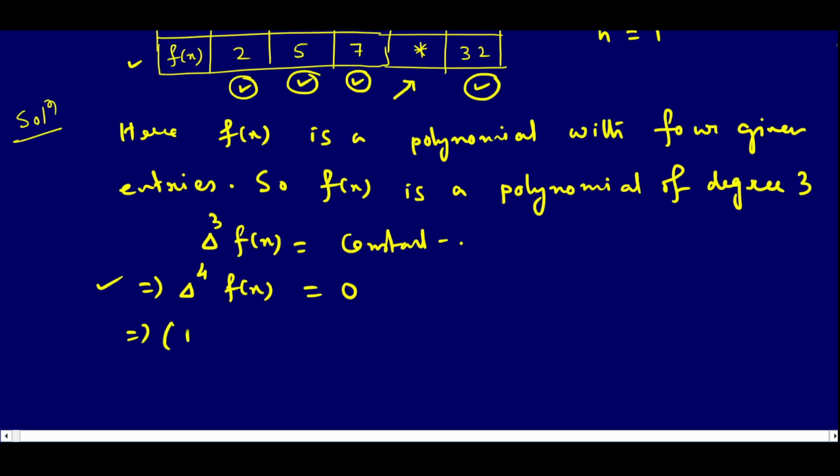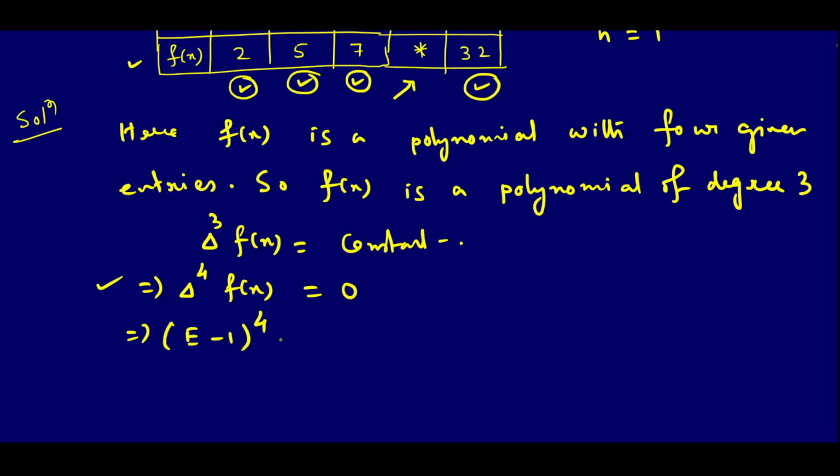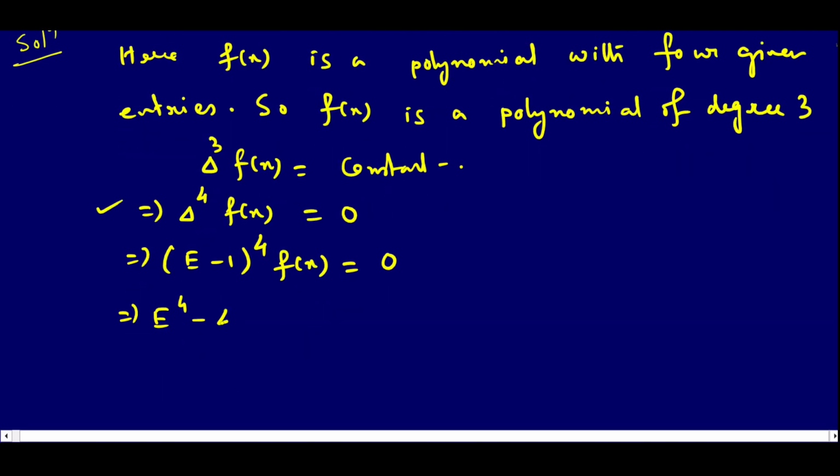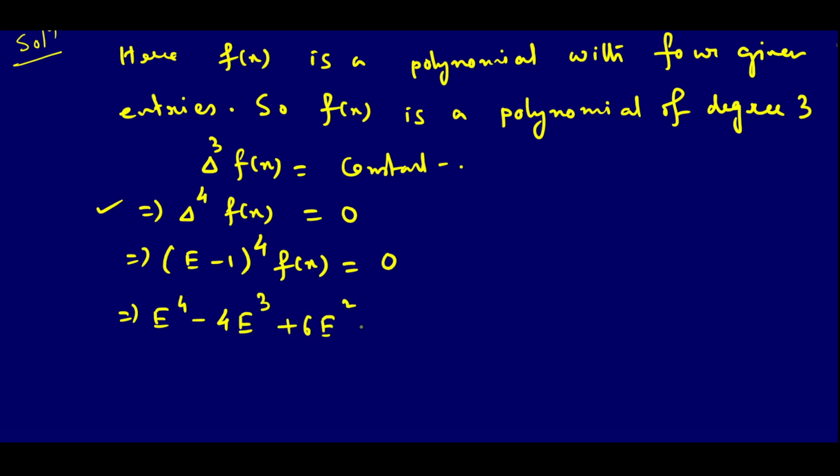Okay, now what is the relation between delta and E? In place of delta, we can write E minus 1. We have already seen in lecture 1 the relation between delta and E. So E minus 1 whole to the power 4. We have to expand it binomially. So what is the first term? E to the power 4, then minus 4 E cube, then plus 6 E square, then minus 4E, and finally plus 1, times f of x equals 0.